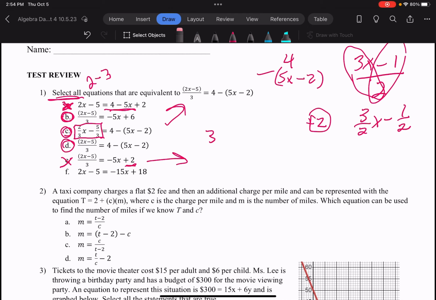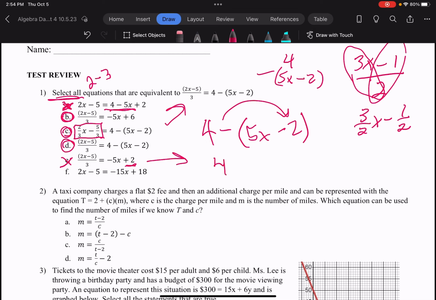So the reason that someone might have accidentally chosen this one is if they did 4 minus 5x minus 2. If they didn't distribute this negative sign and they just put 4 minus 5x minus 2, they would get negative 5x minus 2, or plus 2 instead of plus 2, which would then make it 6. So this one would be a common mistake if you didn't distribute your negative sign. So be very careful with that negative sign outside of the parentheses.